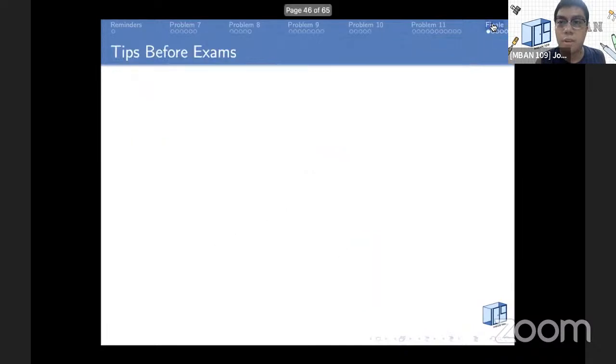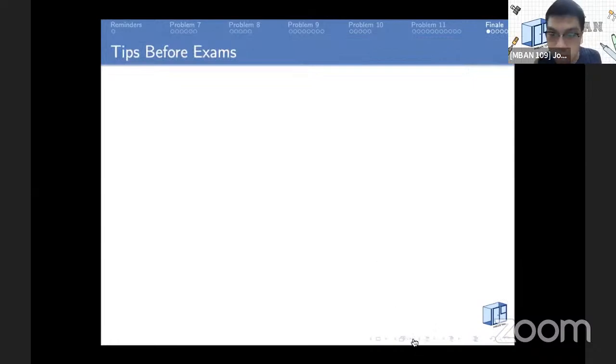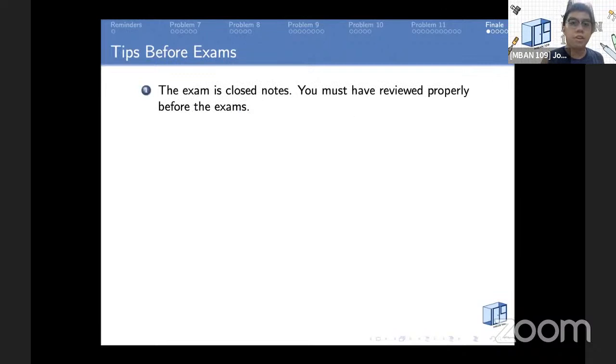Ayan, tips before exams muna tayo. So my first tip is ito. Okay, so first is the exam is closed notes. So you must have reviewed properly before the exams.